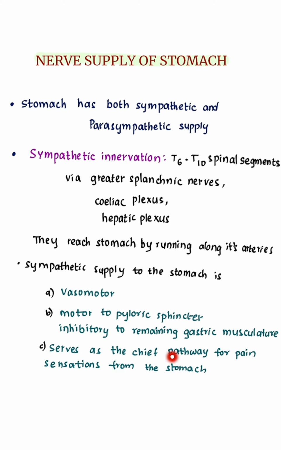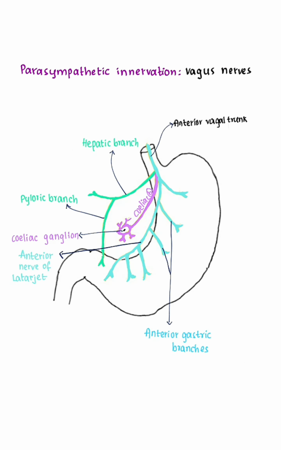It serves as the chief pathway for pain sensations from the stomach. Parasympathetic supply is from the vagus nerves. The anterior vagal trunk is mainly derived from the left vagus nerve. The posterior vagal trunk is mainly derived from the right vagus nerve.